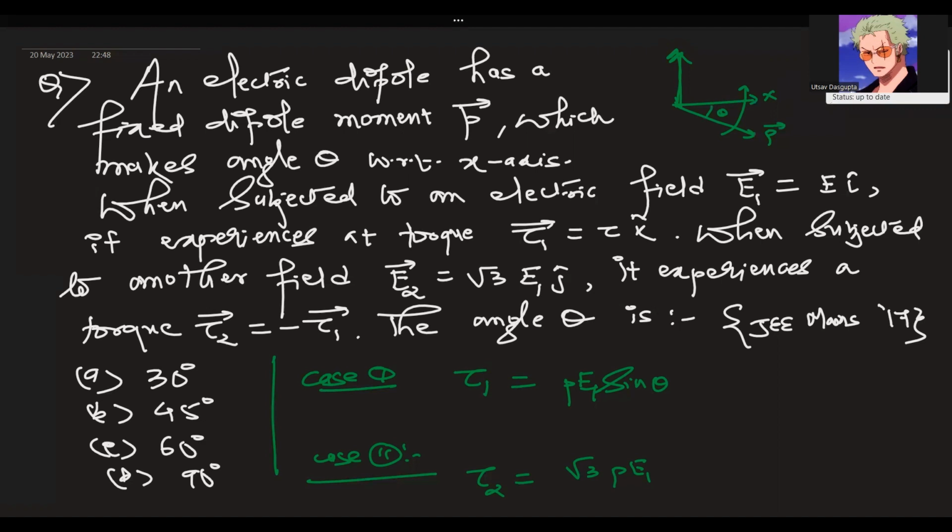Second clear? Yes, sir. So if the electric field is now √3 E1 J cap along the y axis, what will be the angle between P and the new electric field? If you draw it like this, it will be 90 plus theta. If you draw it like the previous way, it will be 90 minus theta. In any case, sin of 90 plus or minus theta means cos theta. Understood?